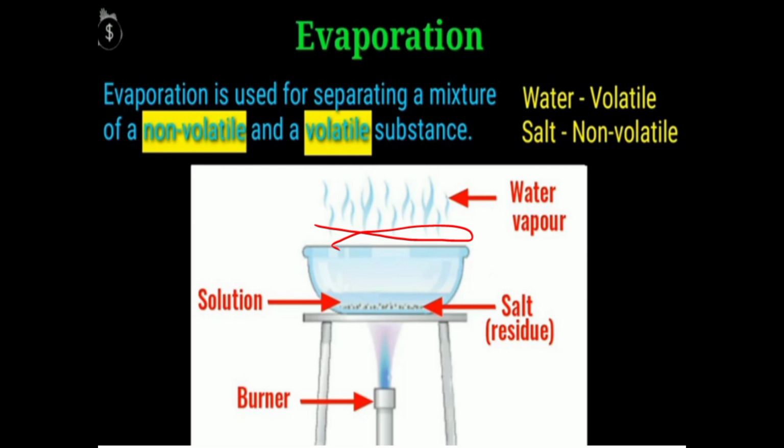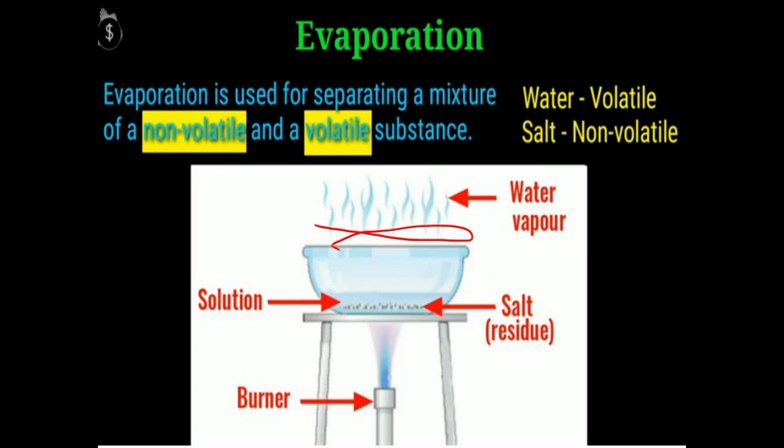So the first process is evaporation. Evaporation is used for separating a mixture of a non-volatile and a volatile substance. Here, water is taken as a volatile substance and salt is taken as a non-volatile substance. Now if we want to separate the volatile substance from a non-volatile substance, we can do it with the process of evaporation.